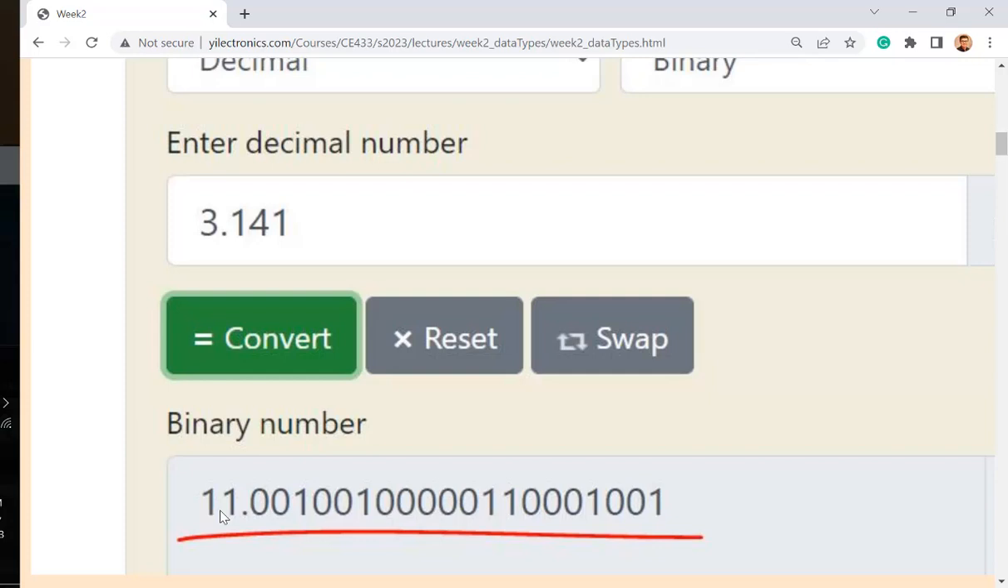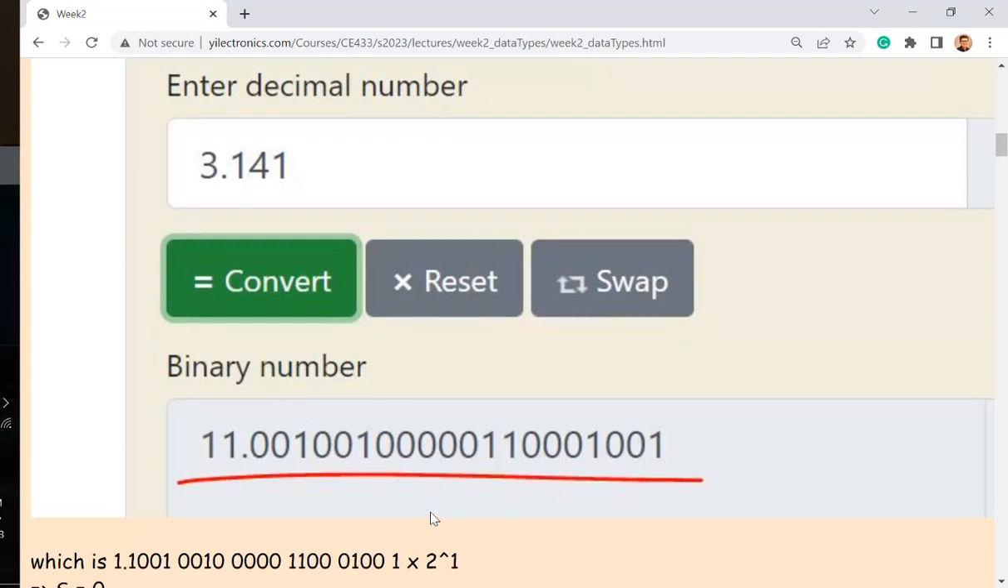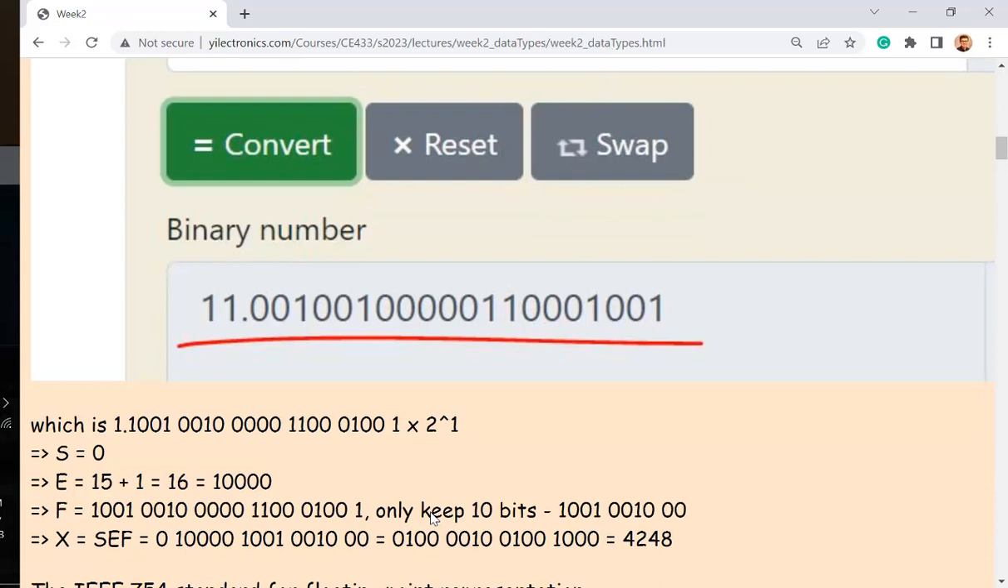What is F? Starting from here, all these numbers. Yeah, that's right. Just use 10 of them. Starting from here, count 10. Just testing, guys.